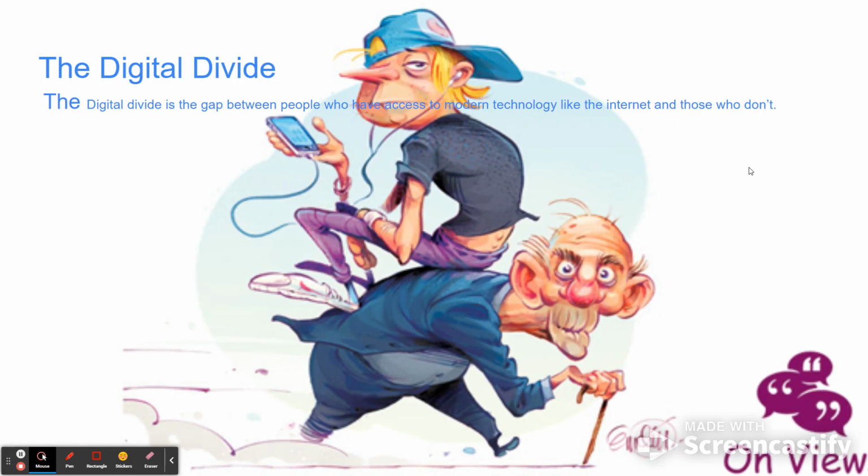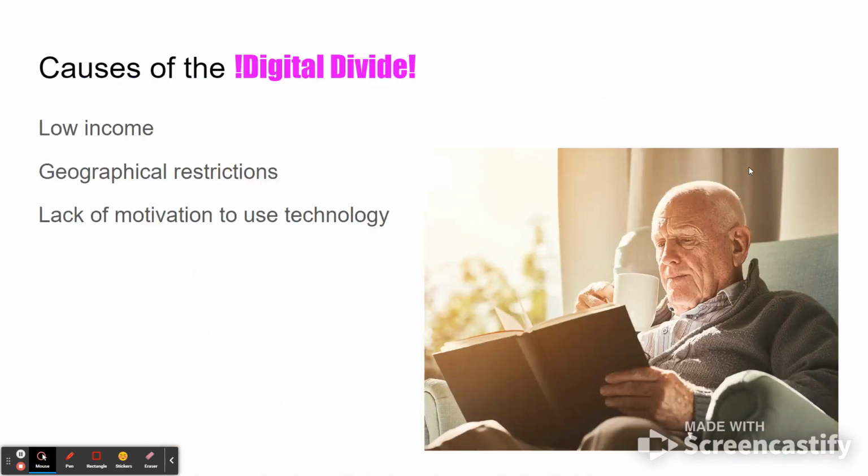And the digital divide is the gap between people who have access to modern technology, such as the internet, and those who don't. Three main causes of the digital divide would be low income, geographical restrictions, and lack of motivation to use technology. Low income would mean people who just can't afford broadband internet because ISPs, or internet service providers, make their prices too high and that simply doesn't fit in their budget.